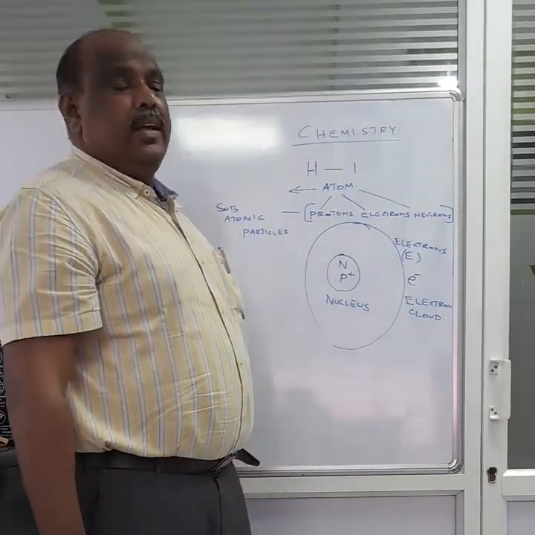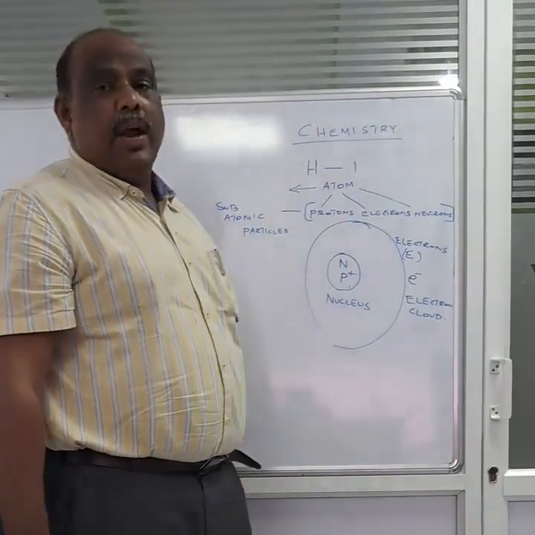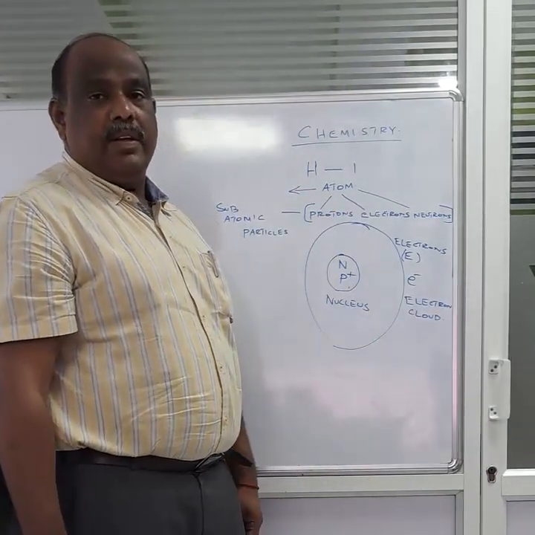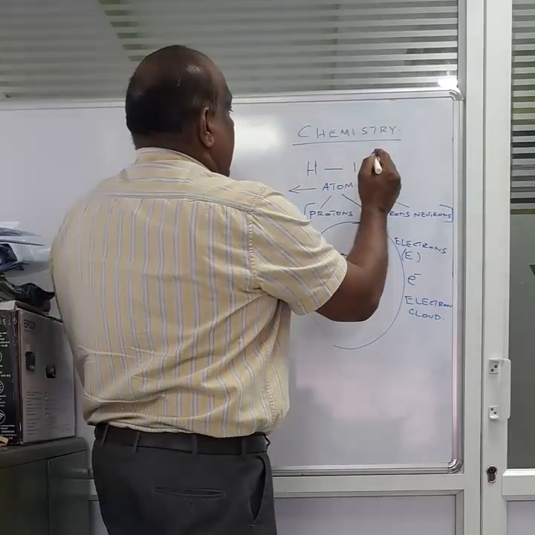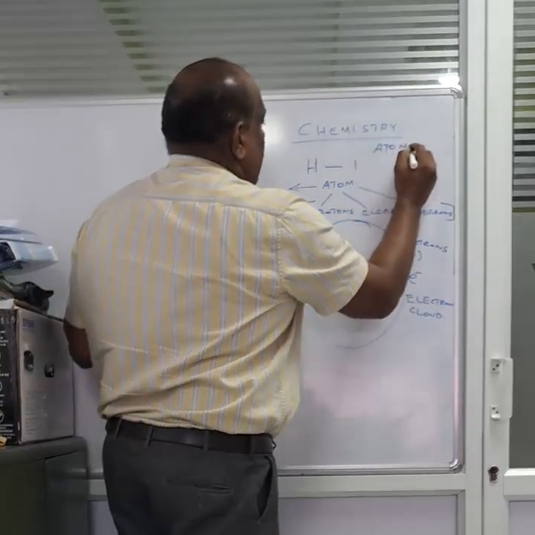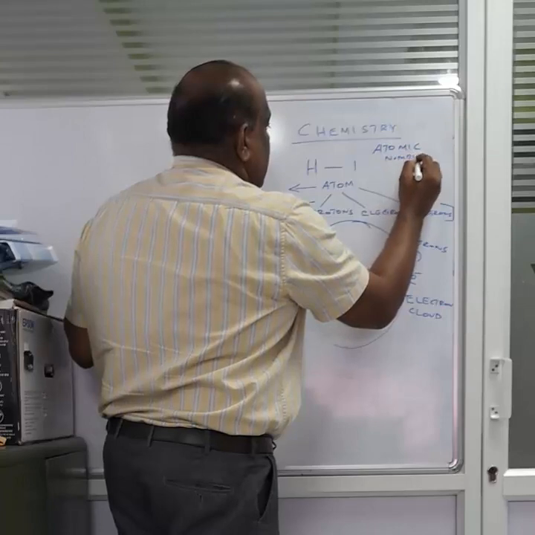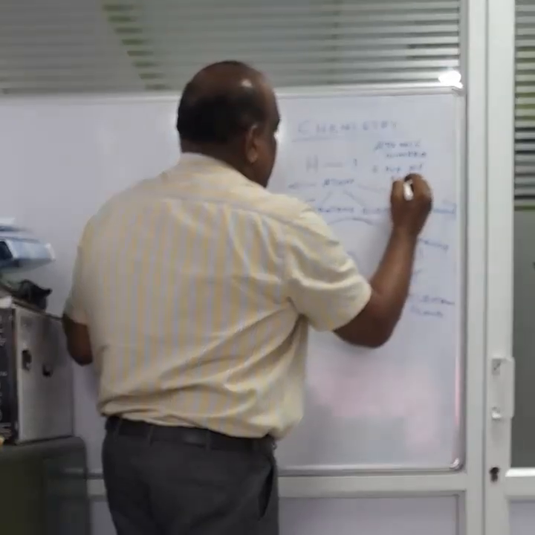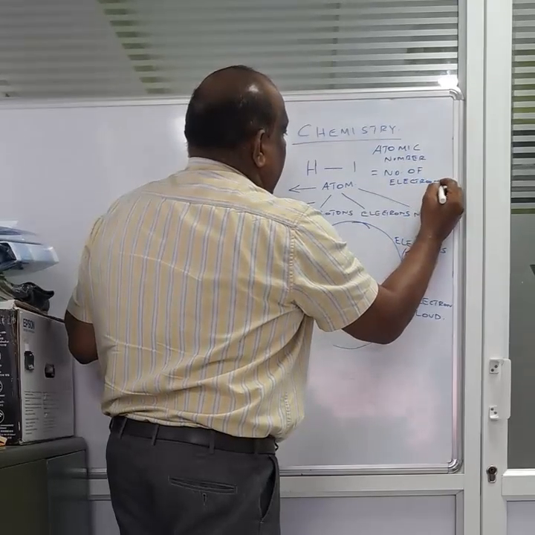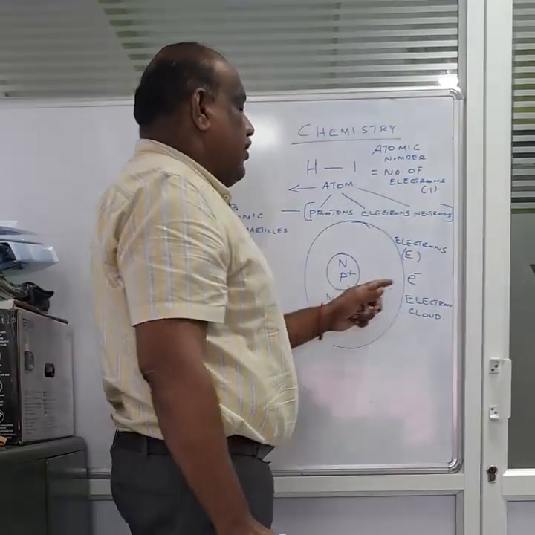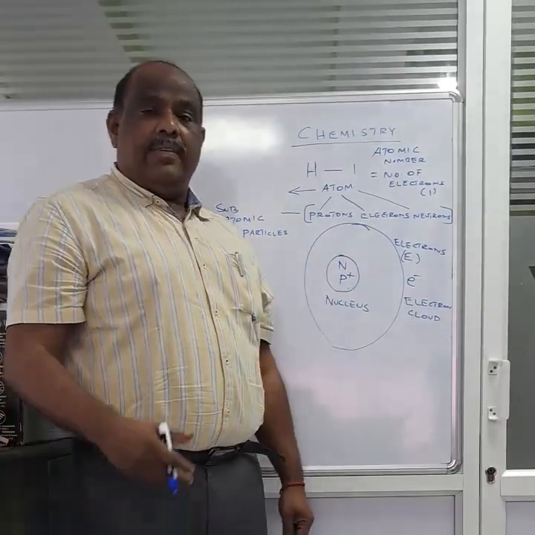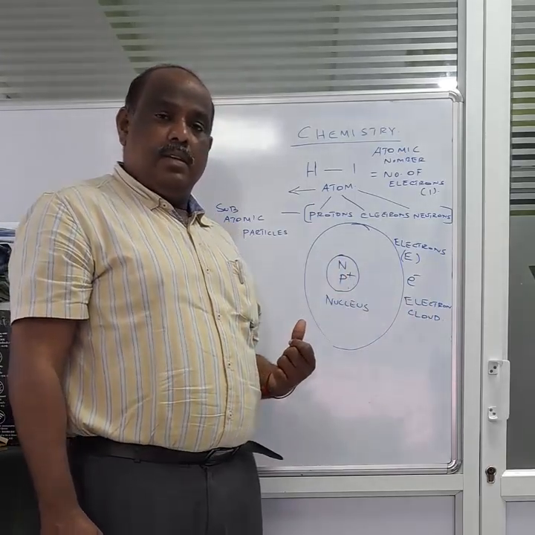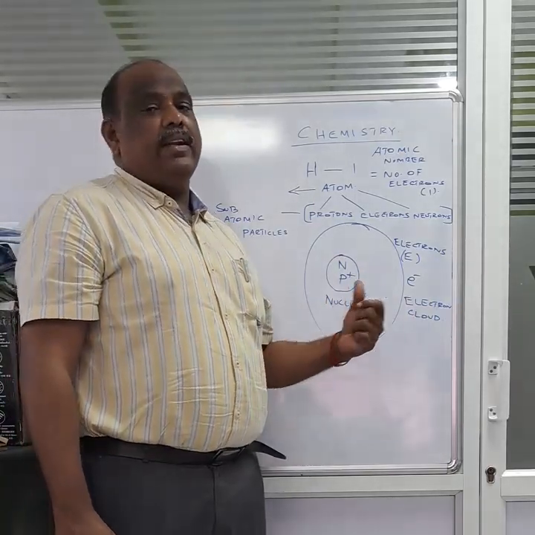Now we have said hydrogen's atomic number is 1, which means the number of electrons is 1. So what is atomic number? Atomic number is nothing but the number of electrons. And for hydrogen it is 1. So the number of electrons is 1. Whenever I say the number of electrons is 1, what is the number of protons? It should also be equal to 1. Why?